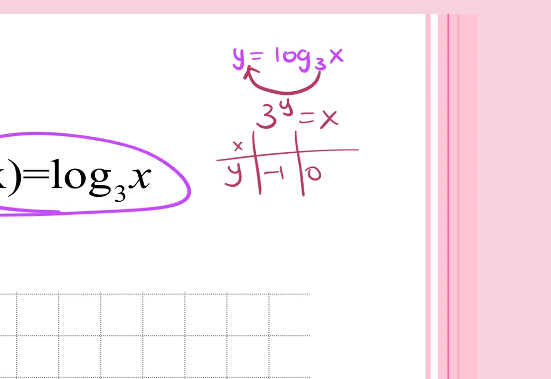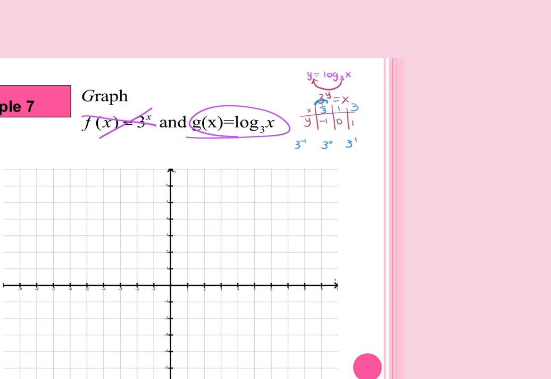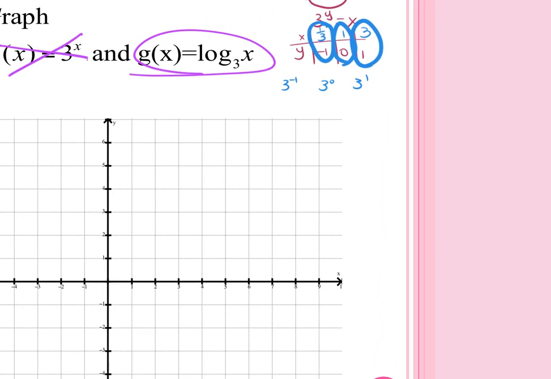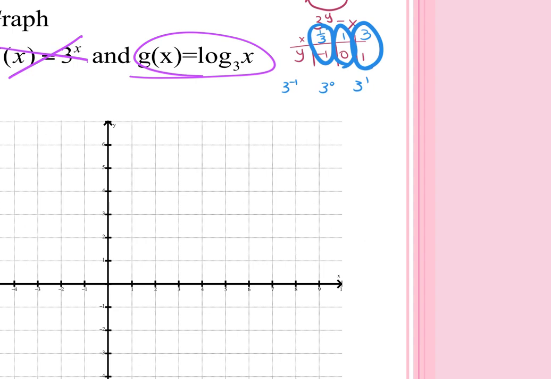So I do -1, 0, and 1. And I plug in 3 to the -1, 3 to the 0, and 3 to the first. What's 3 to the -1? What is it? 1/3. 3 to the 0. 1. 3 to the first? 3. And then I plot those points. Be careful because people tend to, when they switch it in their brains, it is still the x, y. So 1/3, -1; 1, 0; 3, 1.